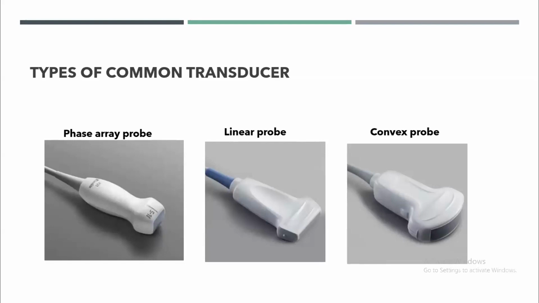And the convex probe can assess deep structures, for example abdominal ultrasound of the liver and the kidney, and also nerve blocks if there is a deep block. So we have three types of probe: the phased array, which we'll call the cardiac probe, the first one here, the linear probe, and the convex probe.